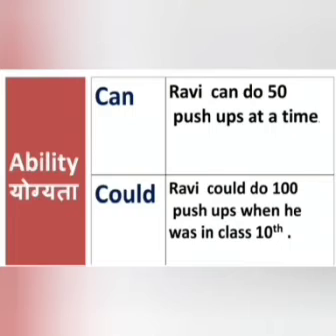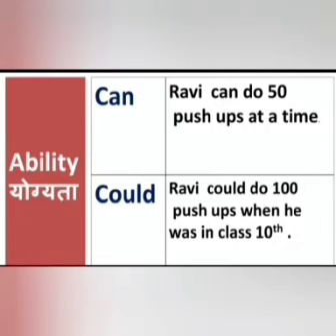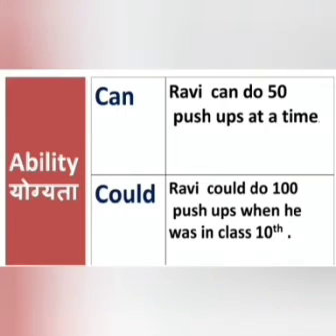Okay, to show ability, what will we use? To show ability we will use can and could. Where we will use can and could, we'll see now. First, for can we'll see an example. Ravi can do 50 push-ups at a time. Here we are seeing Ravi's ability. Yes. So this is present, it is going on. When we are talking about the present, that time we will use can.